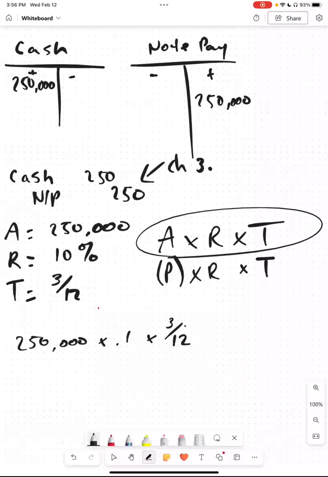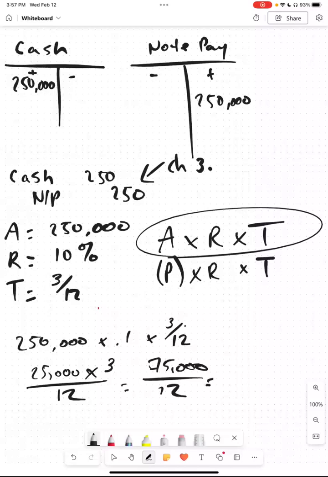Let me pull my calculator up here so that I don't do silly things like head math. Okay. All right. So what we get, 250,000 times 10% is what? 25,000. Okay. And if we multiply that times 3 divided by 12, what we get is 75,000 divided by 12, which gives us $6,250 worth of interest.